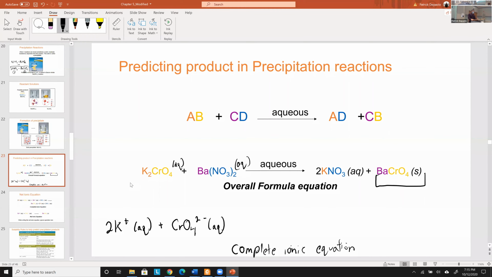Now, the reason why you have 2 potassium is because you can't have K2. The reason why it's K2 and then chromate is because there's 2 potassiums bonded to that chromate. Once they all dissociate from one another, you can't have K2. It'll just be 2K plus, like that. Any questions on that, how I did that?